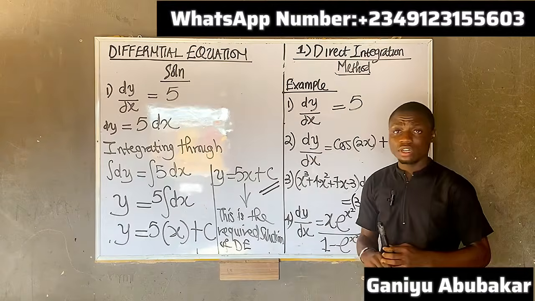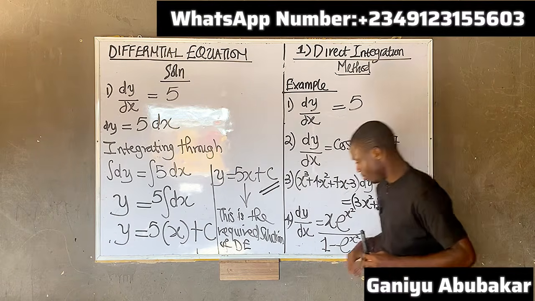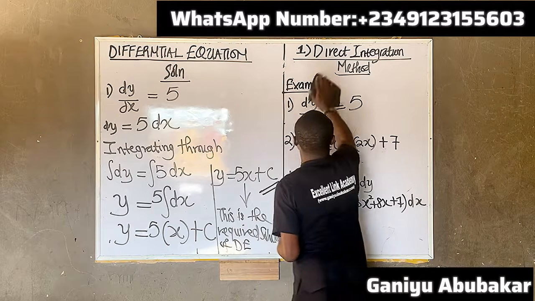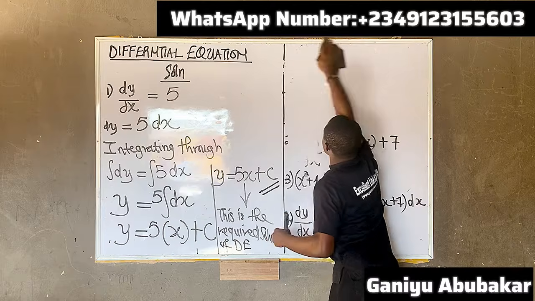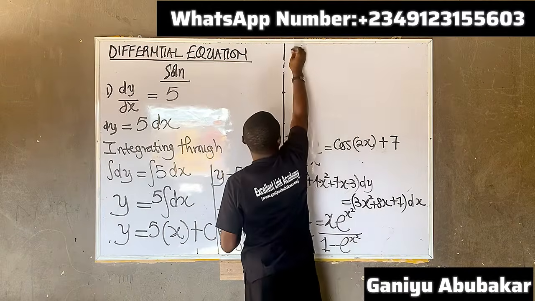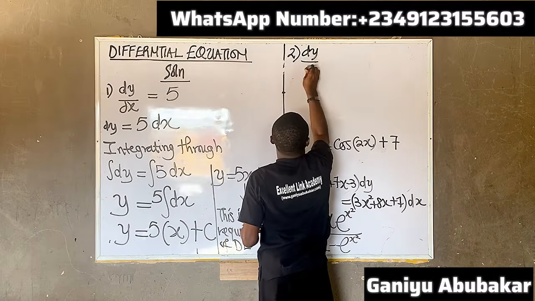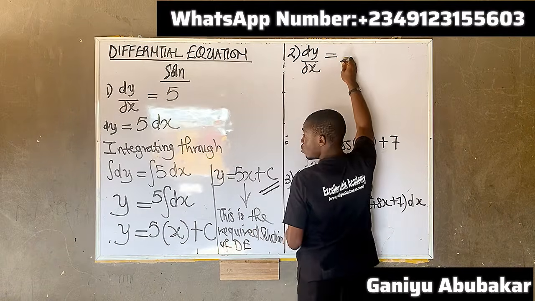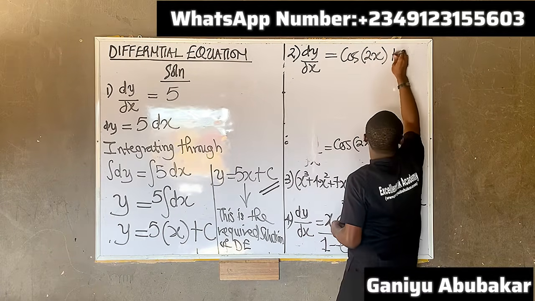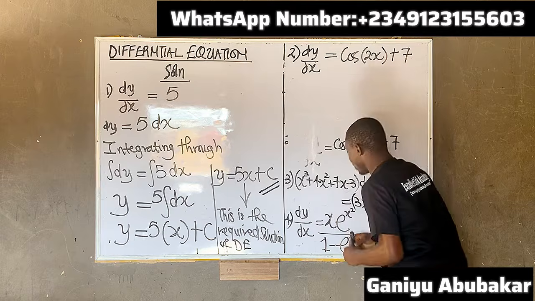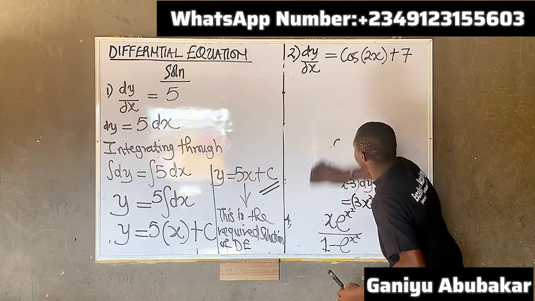Let's solve number 2, please. Number 2 says dy over dx equal to cos of 2x plus 7. Let me take number 3 and number 4 off so we can solve that question.